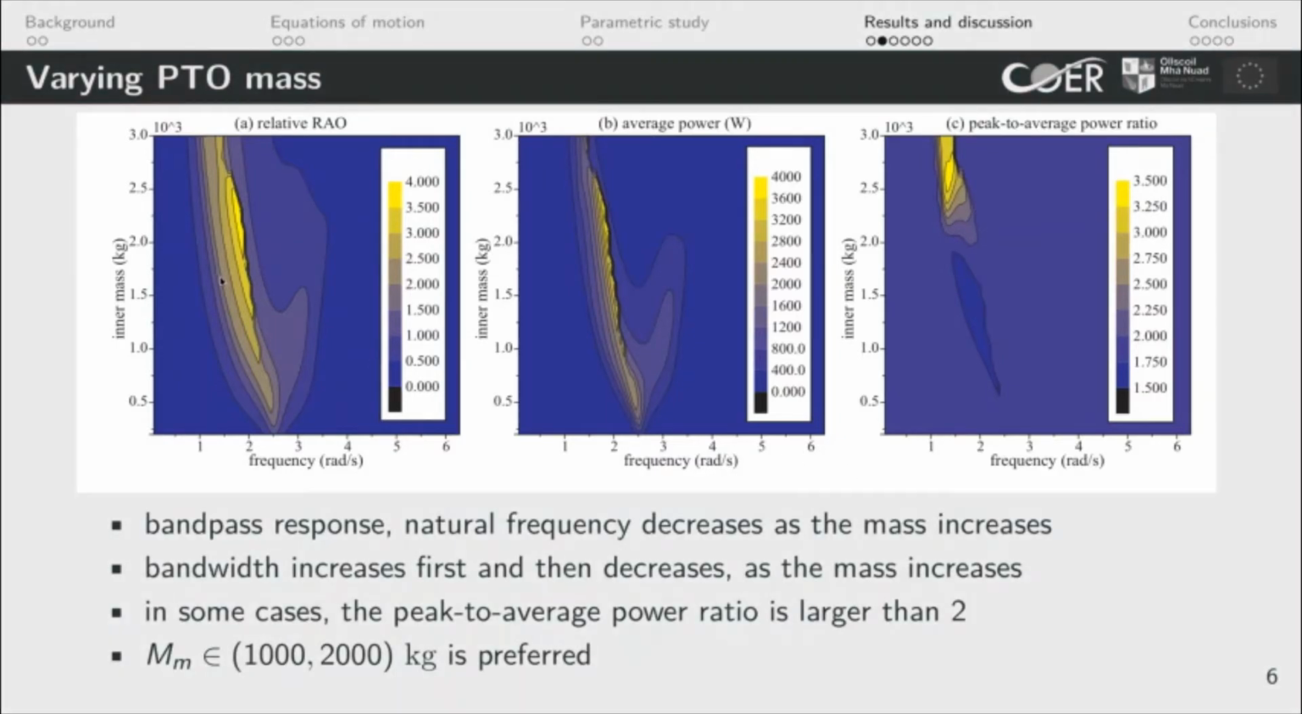So to balance these three indexes, the value in this region is preferred. As we can see, we can get a relatively large RAO and average power with a wide bandwidth, and at the same time, the peak to average power ratio is small.